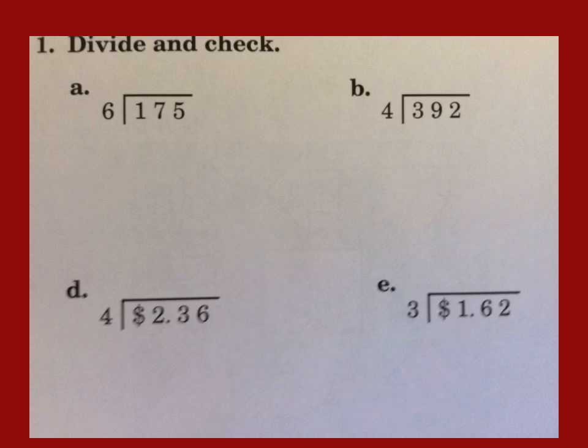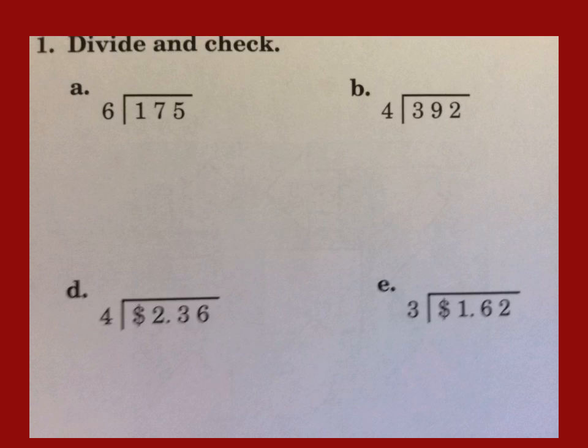So we're going to go ahead and get started at 1A. And it talks about it in the yellow box at the top. Whenever you're dividing with money, you just bring the decimal point straight up into the quotient area, into the answer area. And we'll show you that with D and E as I use money here.